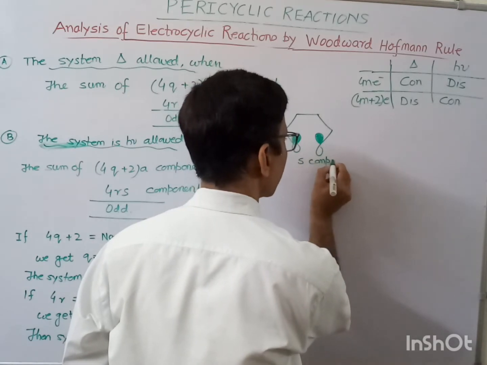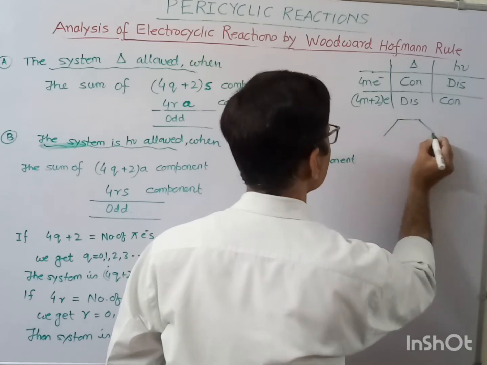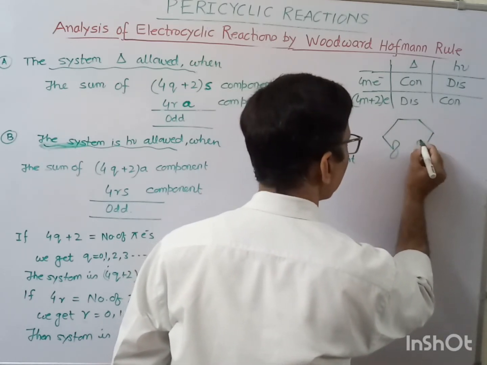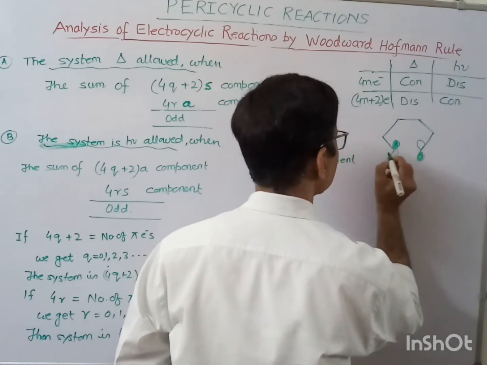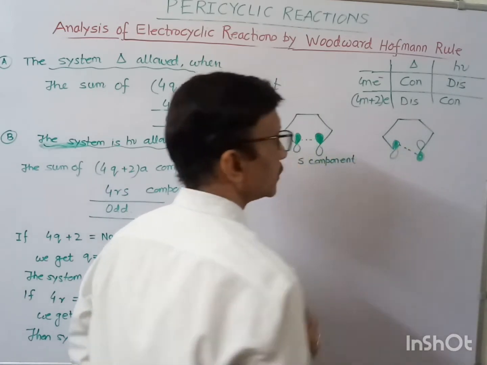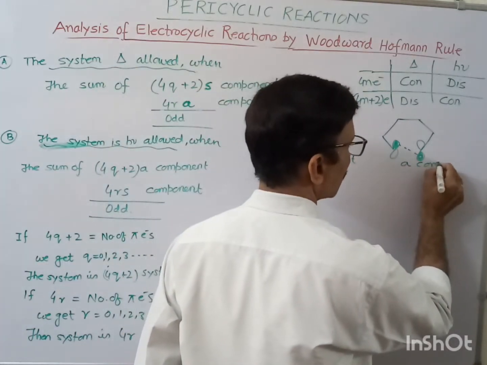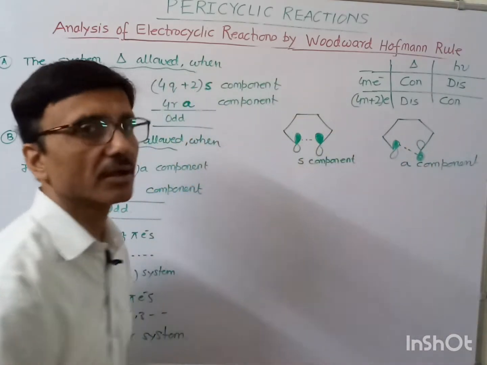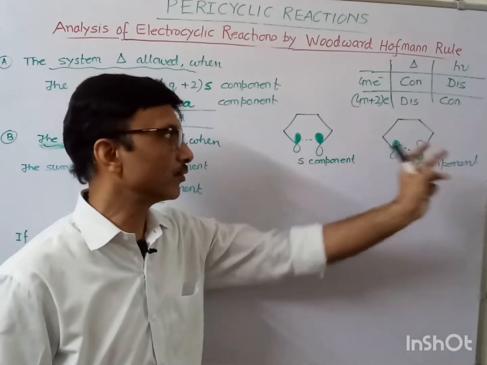It is the S component. And for bond formation, suppose one upper and one lower lobe is involved. Then such a system is called the A component. Or we may also call it suprafacial and antarafacial. So this is the S component and this is the A component.